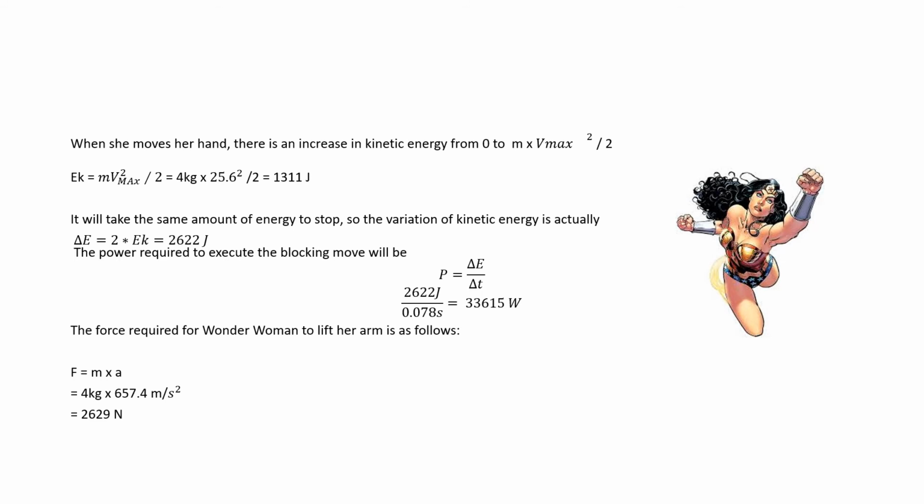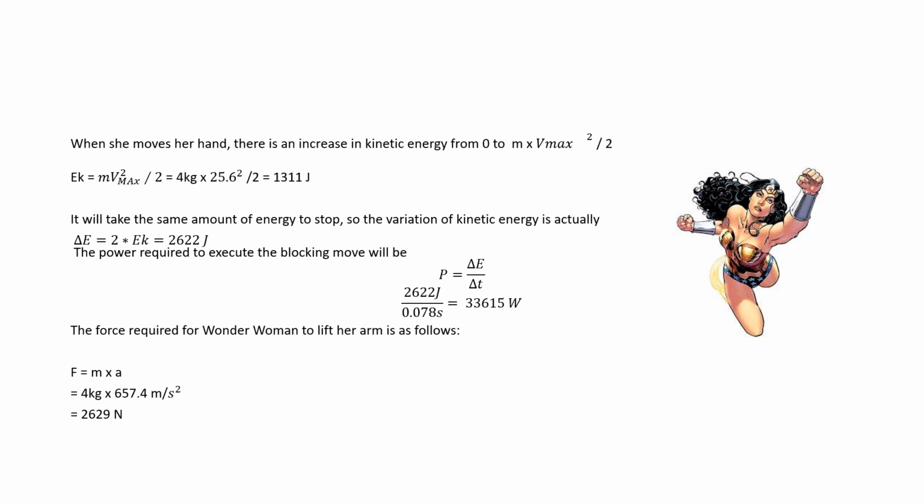And then we go to the power required to execute the blocking move. We know that the equation for power is energy over time. So if we take our total energy, which is 2,622 joules, and divide it by our time, which is 0.078 seconds, we come out to a power of around 33,615 watts.